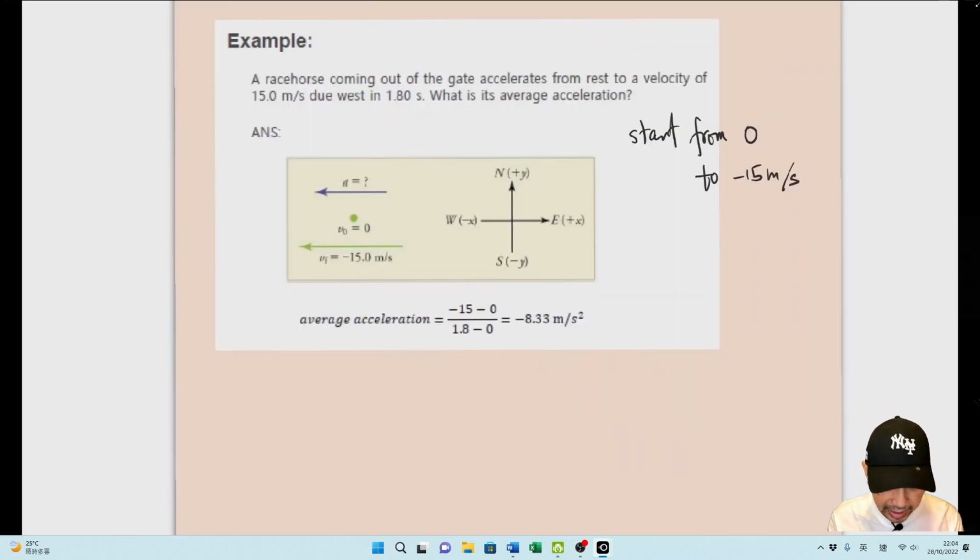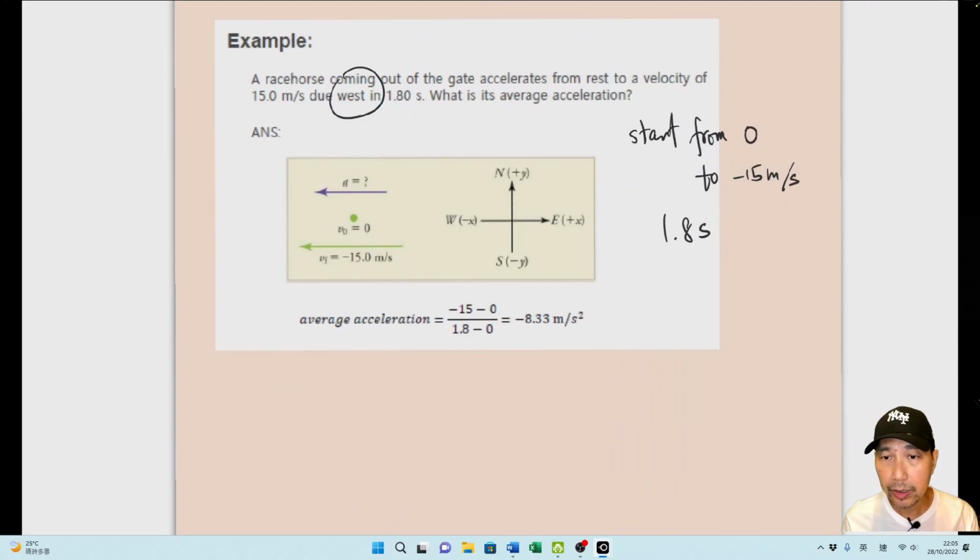In this example, a racehorse coming out of the gate accelerates from rest to a velocity of 15 meters per second in 1.8 seconds. Right down here, we start from 0, from rest, to 15 meters per second. Because it goes to the left, we put a minus sign before that, and the time used is 1.8 seconds.